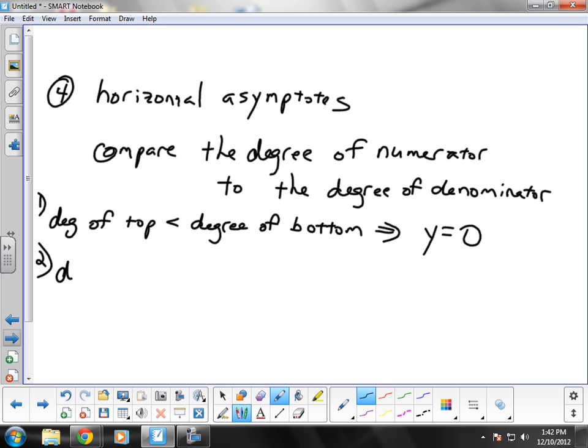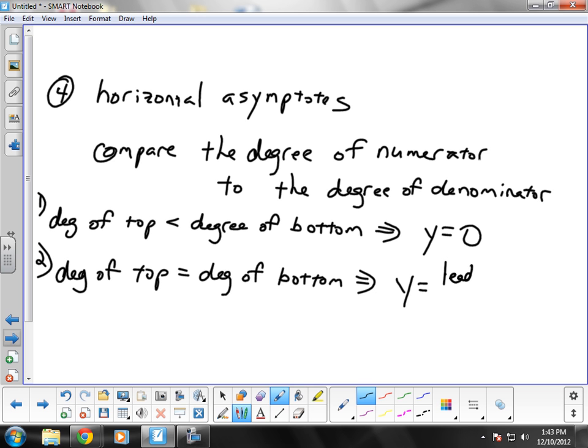Second case, if the degree of the top is equal to the degree of the bottom, then my horizontal asymptote is y is equal to the leading coefficient of what's already in the top over the leading coefficient of the bottom. Okay, so I just take the leading coefficient from the top where it is and leave the number there. I'd throw everything else away except just the numbers.